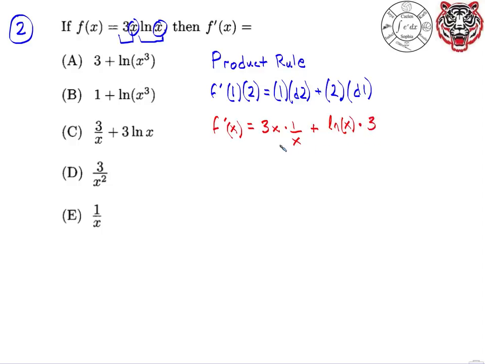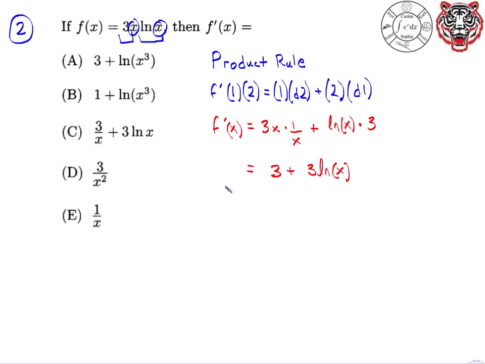Perfect, yeah. And then I think you had it simplified already. So this is 3 plus 3 natural log of x, because the x's cancel out. I'll just leave it like this. You guys can see x's cancel out. And is that an answer? Oh, it's not an answer.